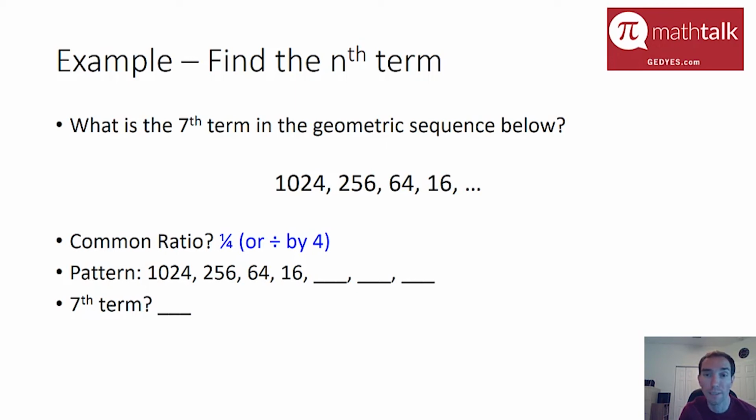And again, I prefer dividing by whole numbers as opposed to multiplying by fractions, so I'm just going to say we're going to divide by 4 every time. So continuing the pattern, 16 divided by 4 is 4, 4 divided by 4 is 1, and 1 divided by 4 is 1/4 or a quarter. So the 7th term in this sequence is a quarter.